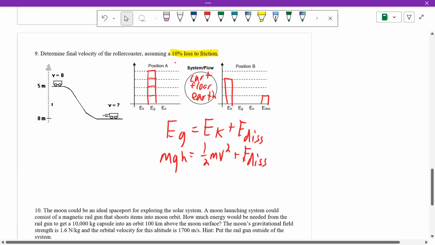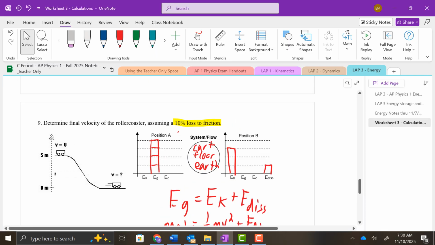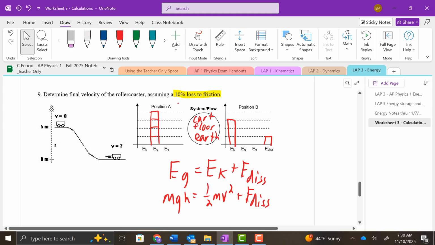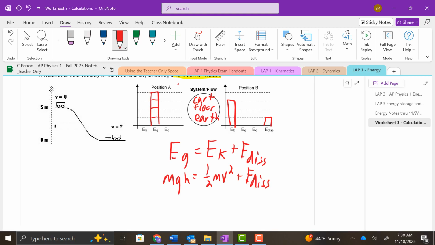And so the problem is essentially that 10% of my entire energy is lost to friction. Conservation of energy says this is all of my energy, and this is also all of my energy. It's all the same energy pool we're working with. So this plus this is MGH, or this is just 10% of this. So I can rewrite this as MGH is equal to 1/2 MV squared plus 0.1 MGH. This represents 10% of MGH.